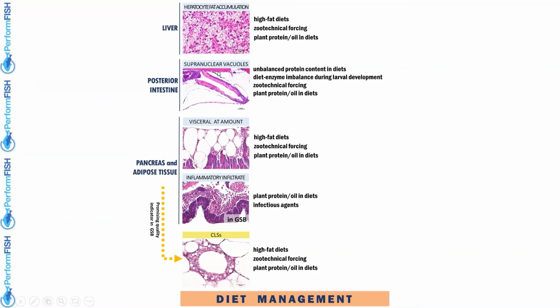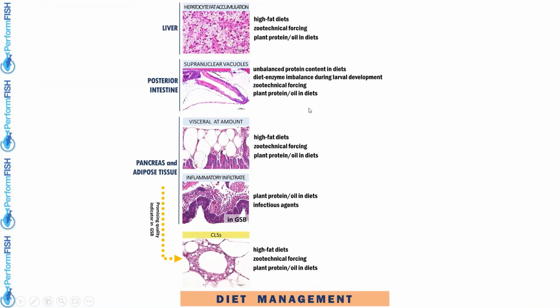The presence of supranuclear vacuoles is important during the first stages of the larva, because the huge presence of this particular structure tells us maybe some problem related to unbalanced protein content in the diet, or also technical forcing and so on.